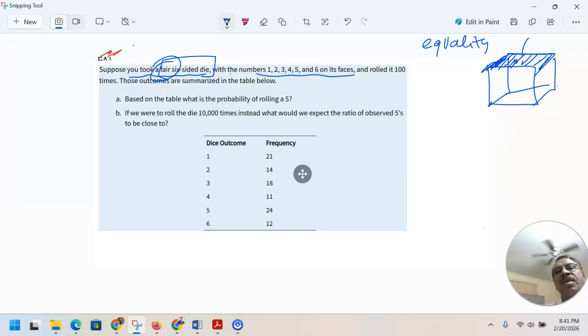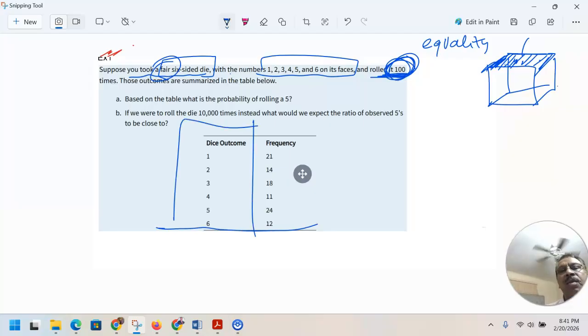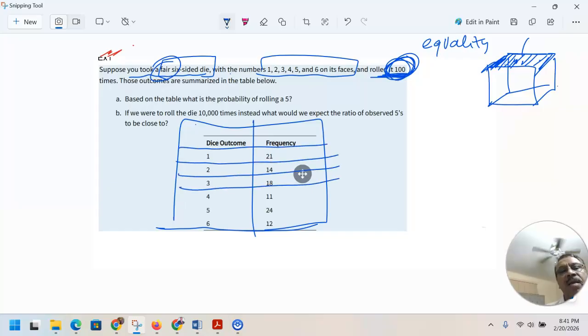These are the numbers that show up, and it is rolled 100 times. This is very important. And you can see the table shows two columns. The first column shows the die outcome, which could be 1, 2, 3, 4, 5, 6.